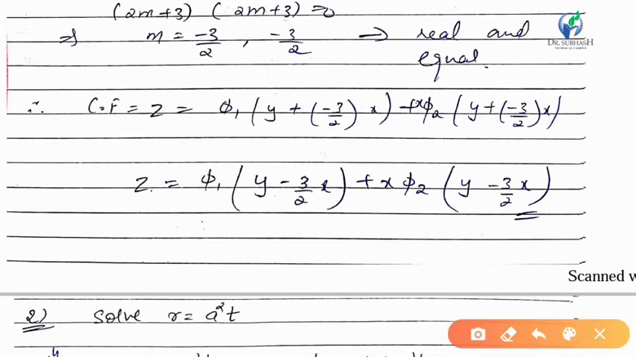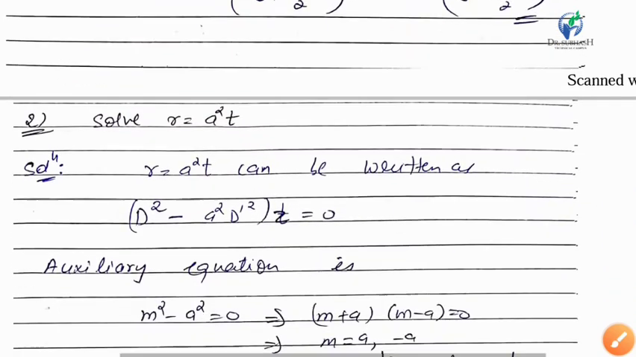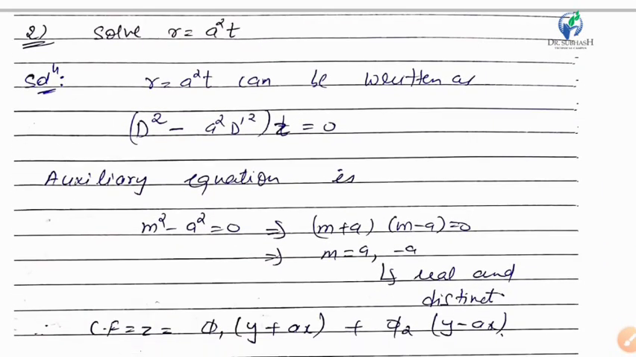So CF will be phi 1 y plus minus 3 by 2 x, plus x into phi 2 y plus minus 3 by 2 x. Here minus plus can be written as minus, and in the same way plus minus can be written as minus. So this is my final solution of the given differential equation when the RHS is equal to 0. Let us move towards one more example.